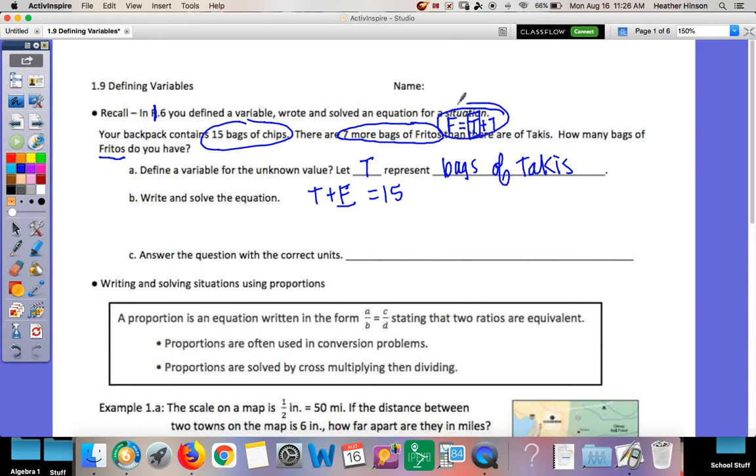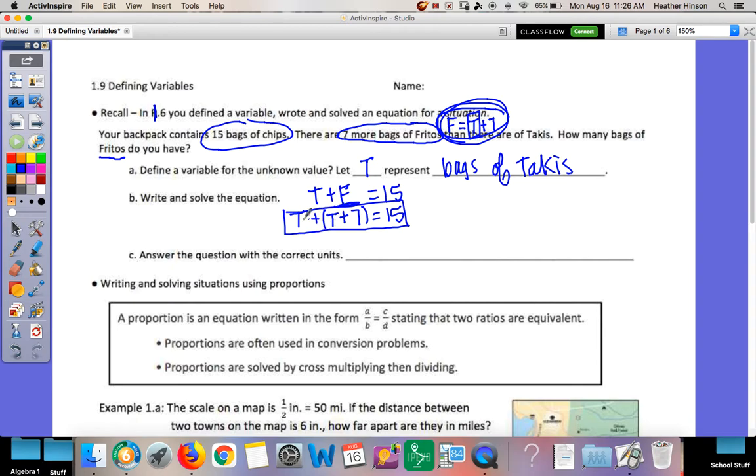So that's why I wrote this little equation up here. We have Takis plus 7. So that's going to give us our Fritos. So we have our normal Takis. And then for our Fritos, we're doing our Takis plus 7. So that's its own little part of the equation. So you're going to have Takis twice, but that's okay because this is your actual Takis, and then this is Fritos. And then all that equals 15.